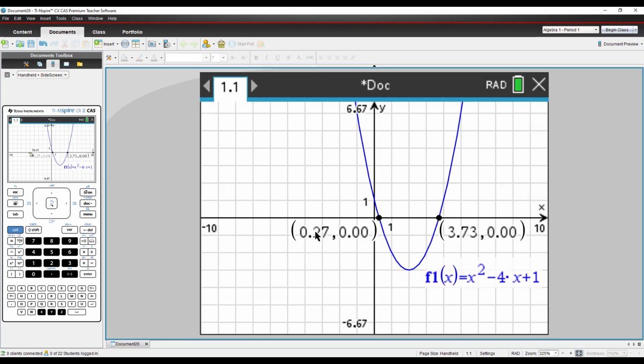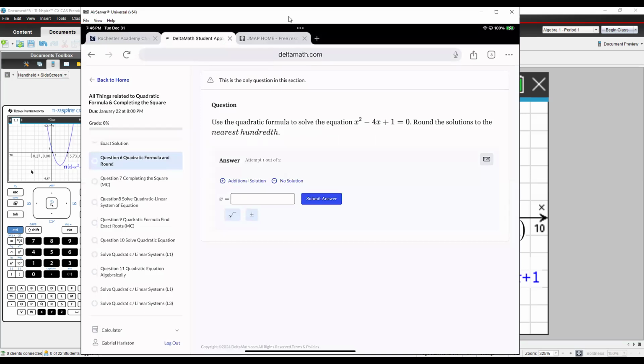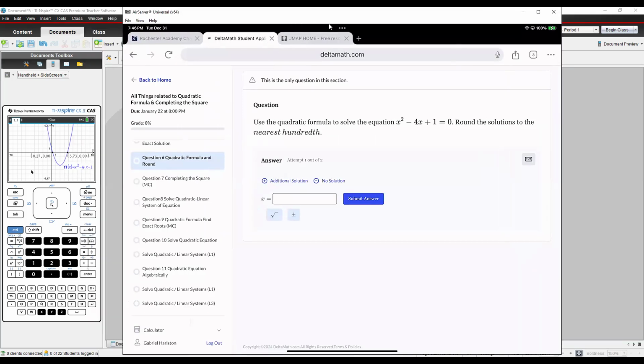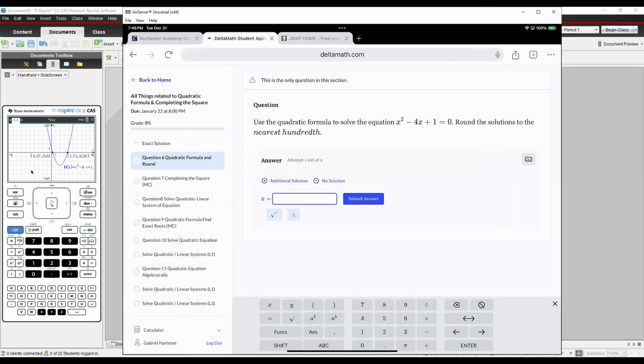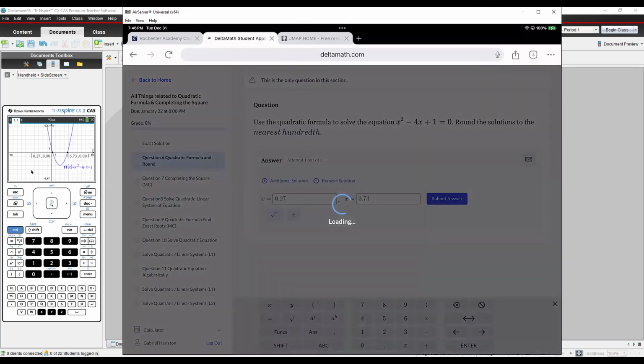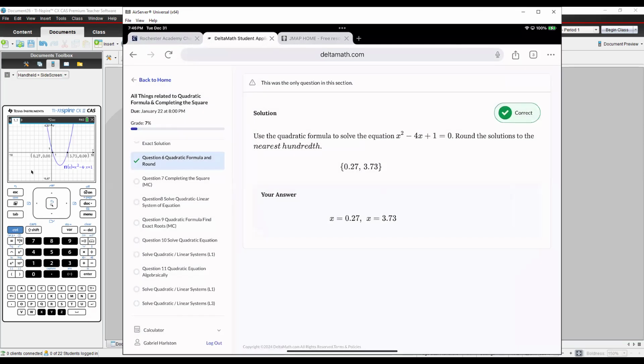All I have to do is enter these 2 numbers and we're finished. The fact that I already put the quadratic formula work on the paper gives me that 1 point, and now I get these 2 rounded properly, that's the second point. So I'm going to enter 0.27, and my other solution is 3.73. Submit it. That's it. That's all you have to do.